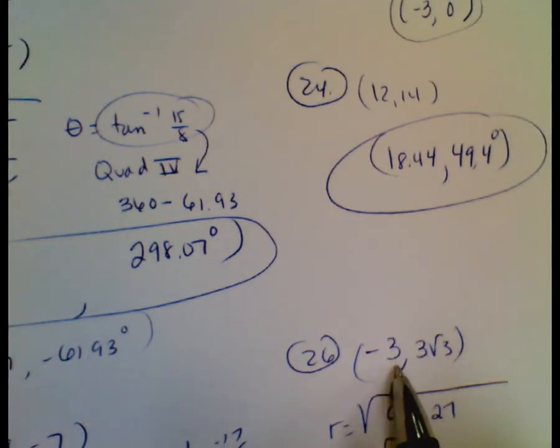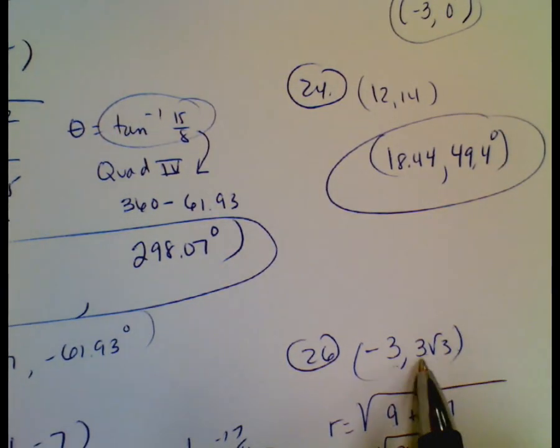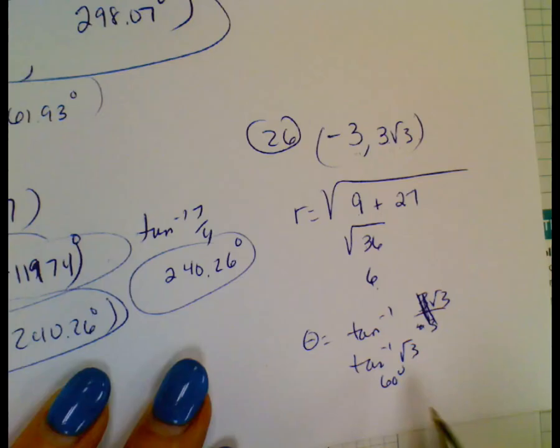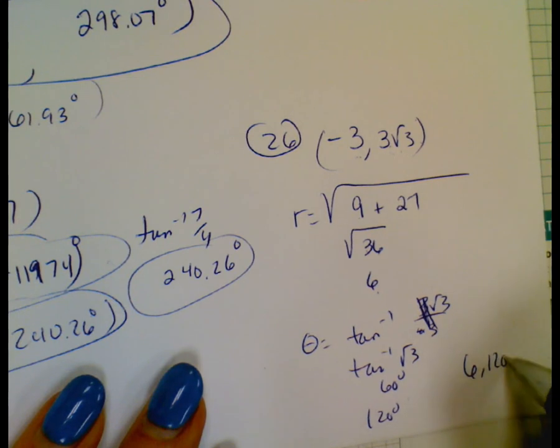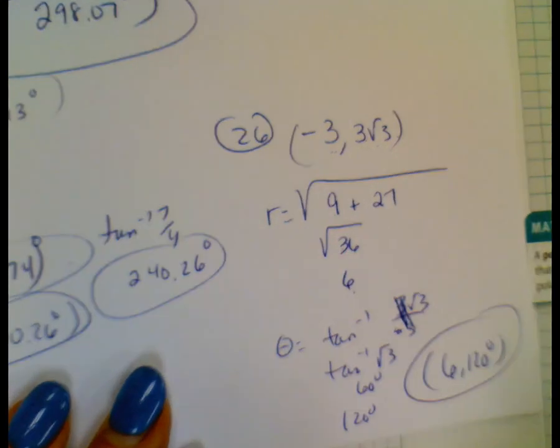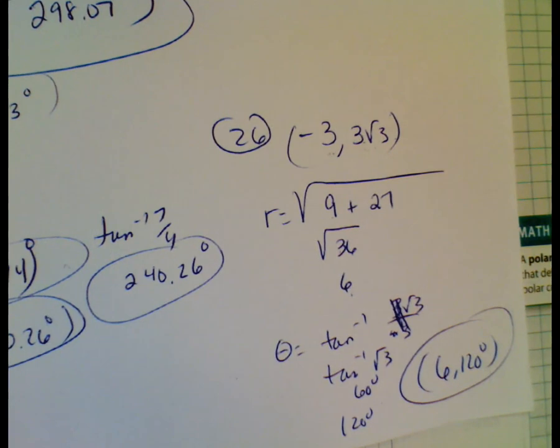But we are in the second quadrant, right? Second quadrant. So it's 180 minus 60, 120. So your answer should be 6 and 120. Sound good?